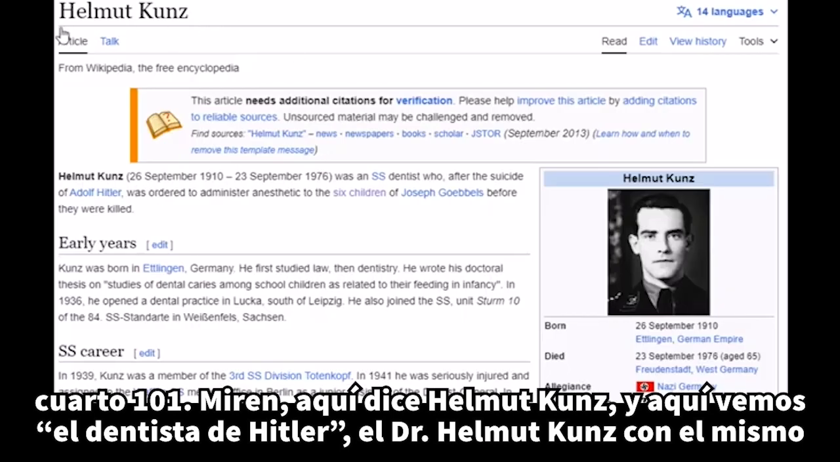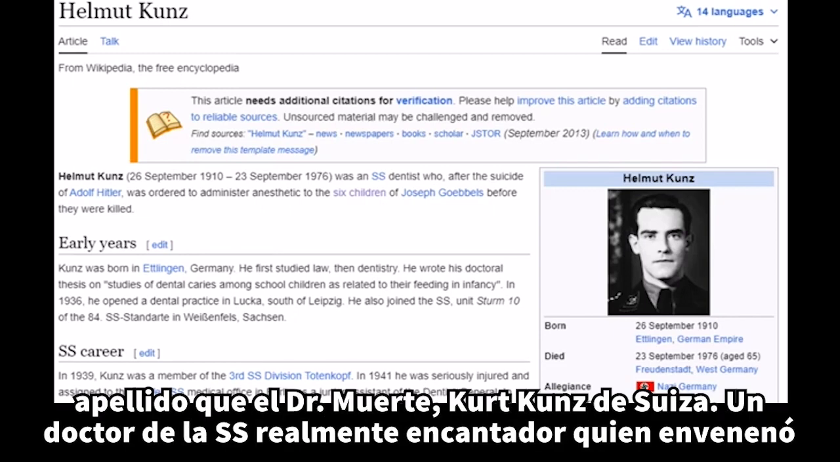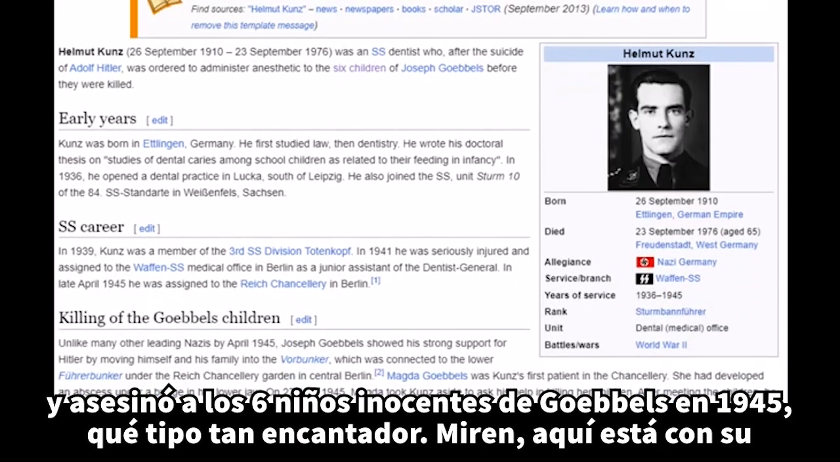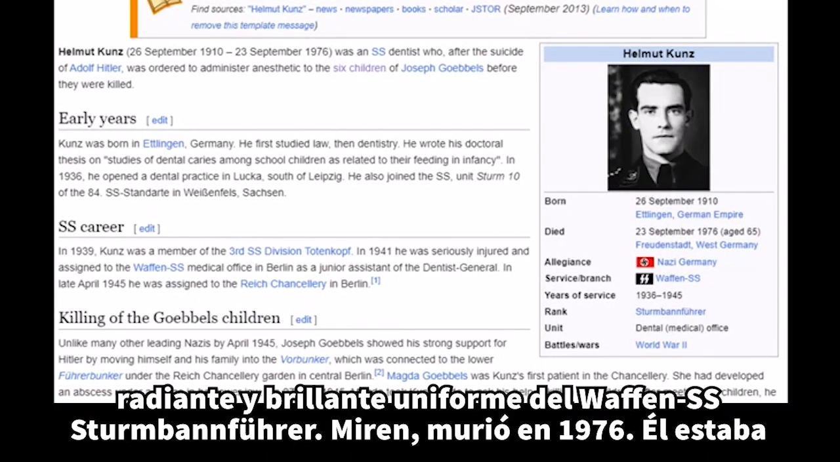Look, here it says Helmut Kunz. And here we see Hitler's dentist, Dr. Helmut Kunz, with the very same surname as Dr. Death Kurt Kunz from Swaziland. A real charming SS doctor who poisoned and murdered the 6 innocent Goebbels children in 1945. What a charming fella. Look, there he is in his bright and shining uniform of the Waffen-SS and the Sturmbannführer.